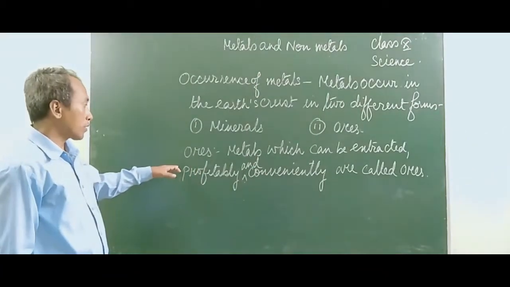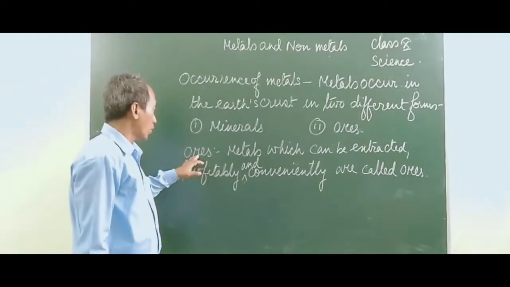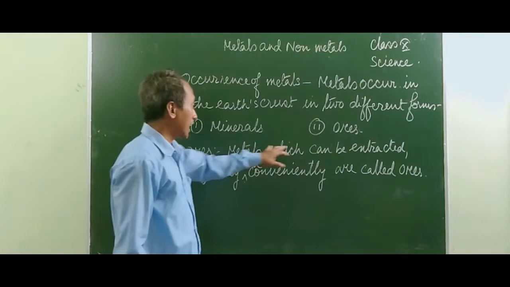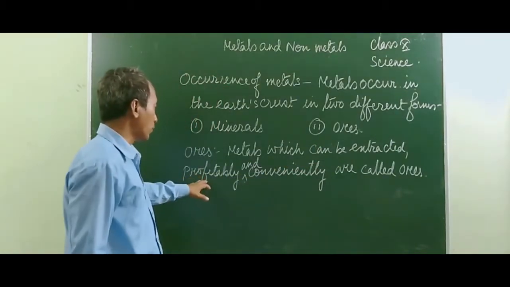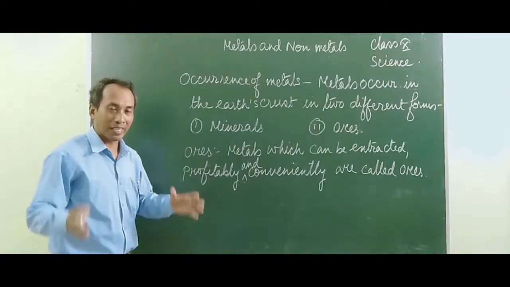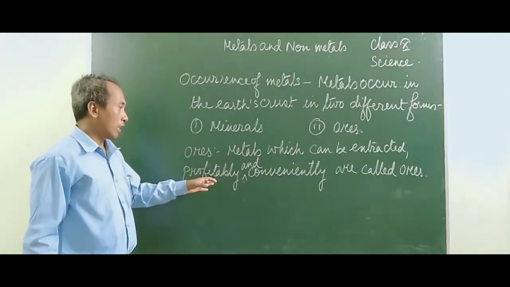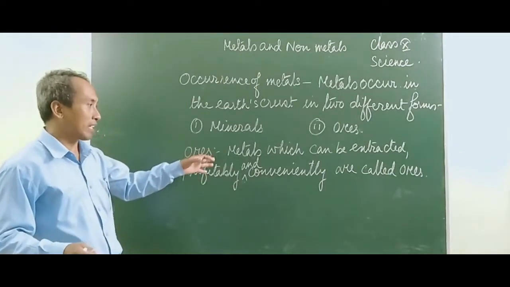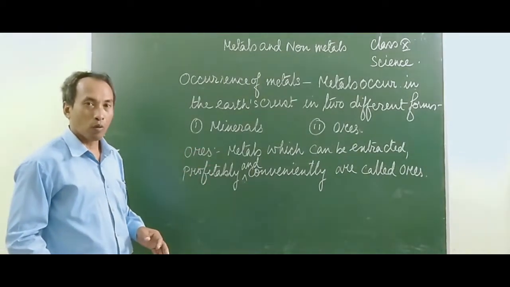Now we are going to study about ores. Ores are substances from which metals can be extracted very profitably and conveniently. If you can extract metals in a very large amount and in a very easy way, then that is called ores.